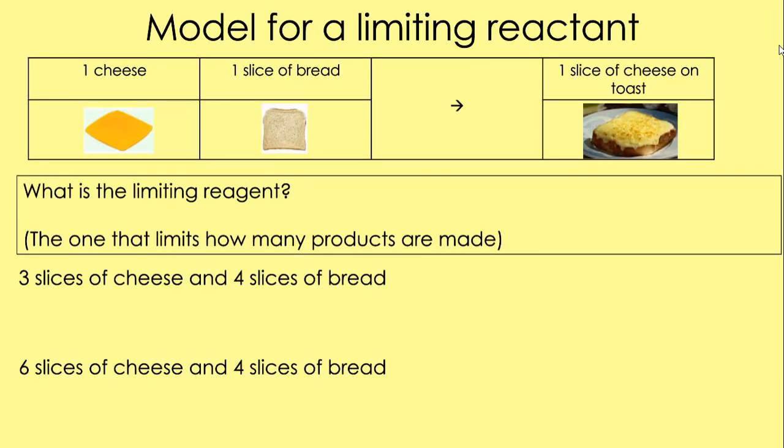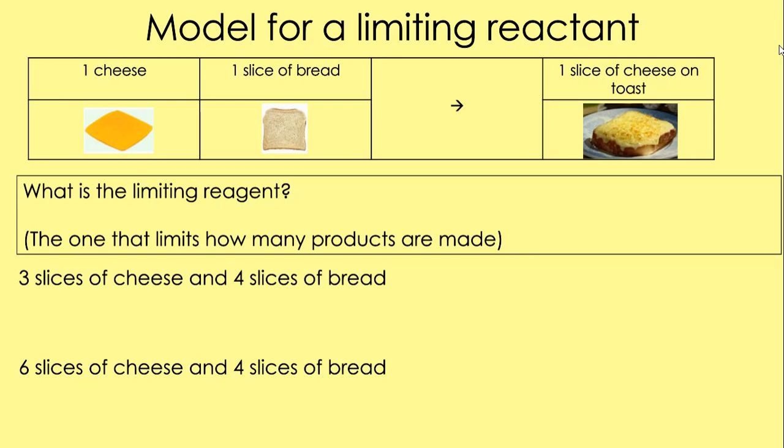So we're going to look at a model for a limiting reactant, and like most of my models, this is to do with food. Imagine that you're making cheese on toast. You take one slice of cheese, and we're assuming those plasticky slices of cheese, so it's not proper cheese cut up into slices, otherwise it makes it more complicated. So I've got one piece of plasticky tasting cheese and one slice of bread. To make my cheese on toast, I put both of those together, slap it under the grill, and then it's ready to eat.